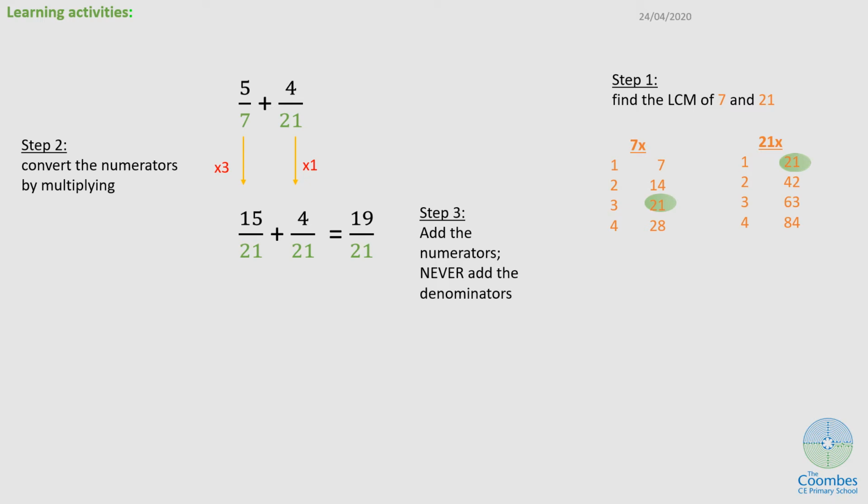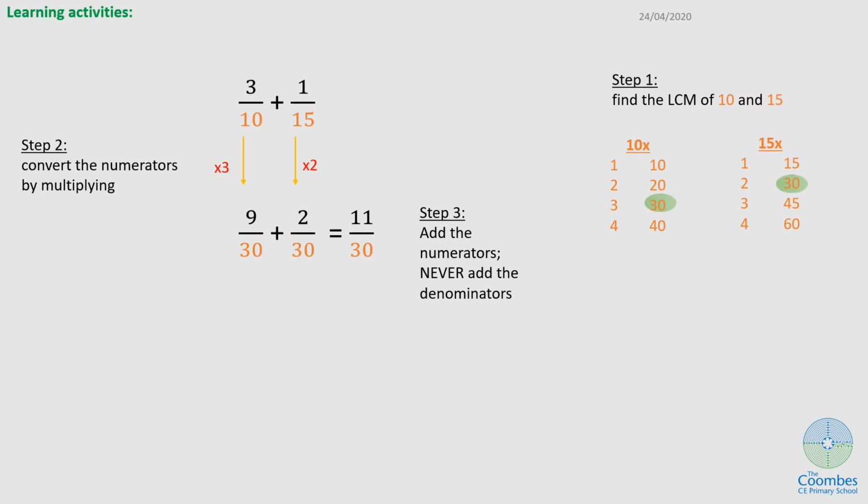Now the third step is to add, because they have the same denominator. We never add the denominators, so we leave the denominator as 21 and just add the numerators. So 15 add 4 is 19. So my addition is 19 over 21.